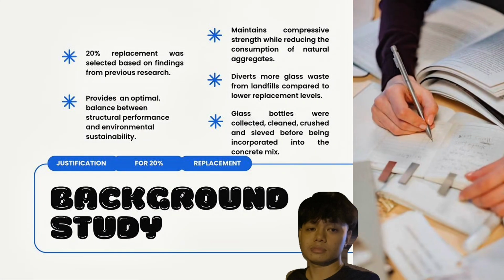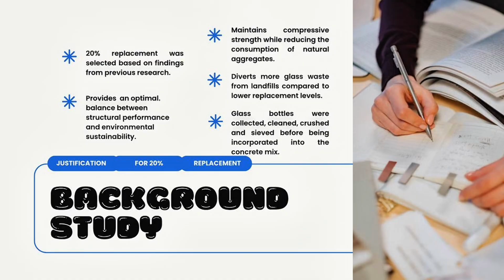Second part of background study is the justification for 20% replacement. First, 20% replacement was selected based on findings from previous research. Second, it provides an optimal balance between structural performance and environmental sustainability. Third, it maintains compressive strength while reducing the consumption of natural aggregates. Fourth, it diverts more glass waste from landfills compared to lower replacement levels. Last part is that glass bottles were collected, cleaned, crushed and sieved before being incorporated into the concrete mix.